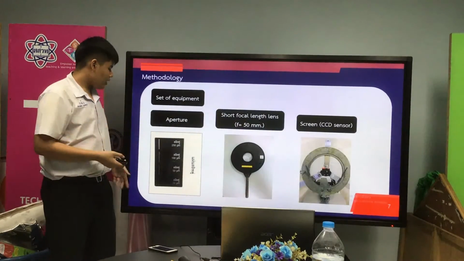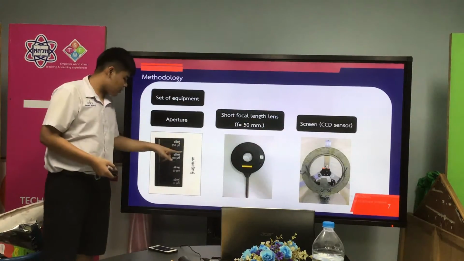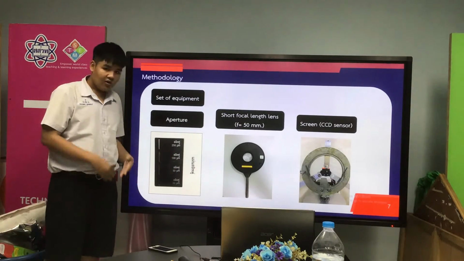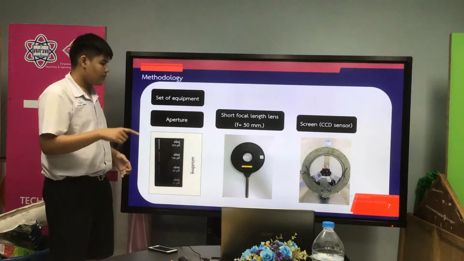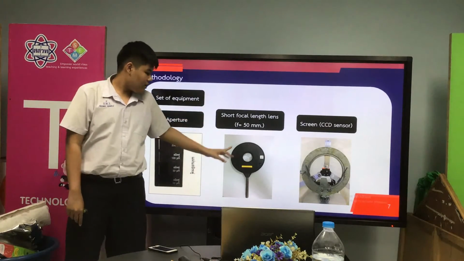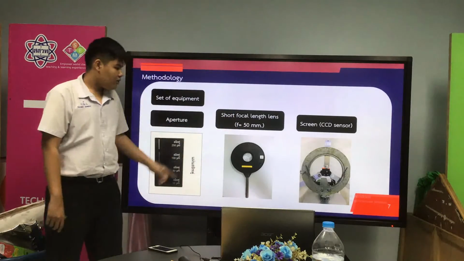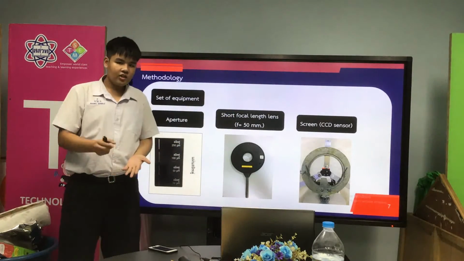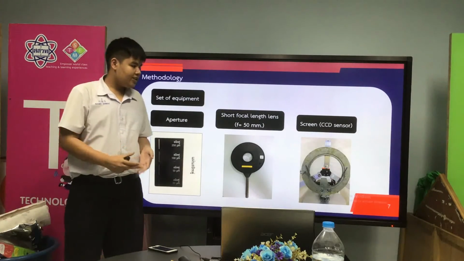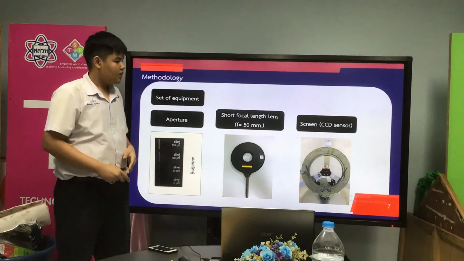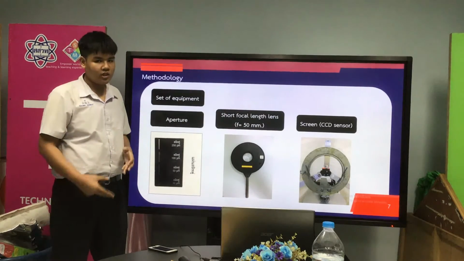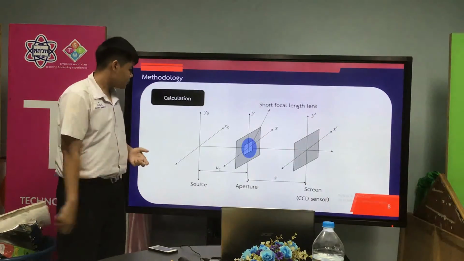Next is the temperature that I use. In other setups, I would close it with the back tape so that it will not have an effect on our result. Next is the short focal length lens and the screen. I use the lens because it will make the condition that I told you before about the action of the lens. And I use the CCD sensor as a screen because the CCD sensor can capture and save the picture into the computer in real time.